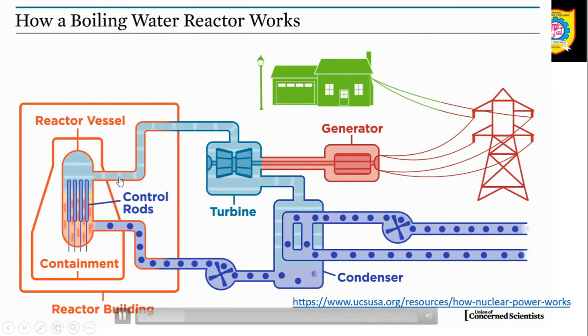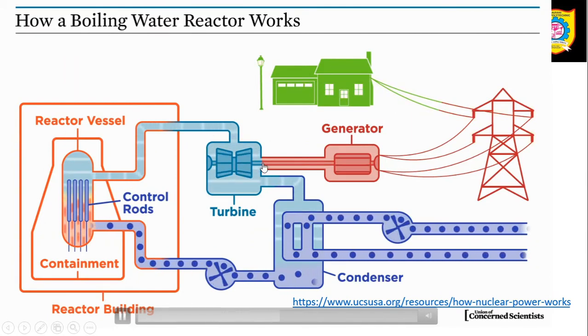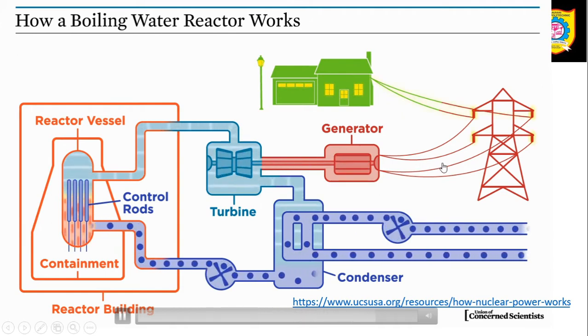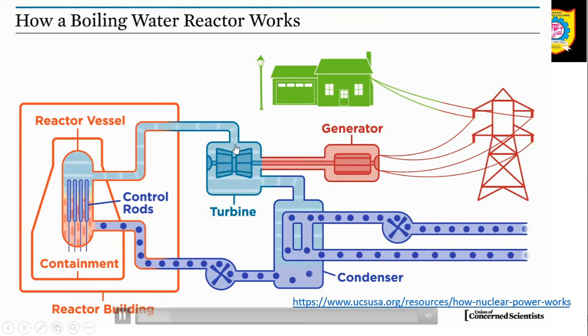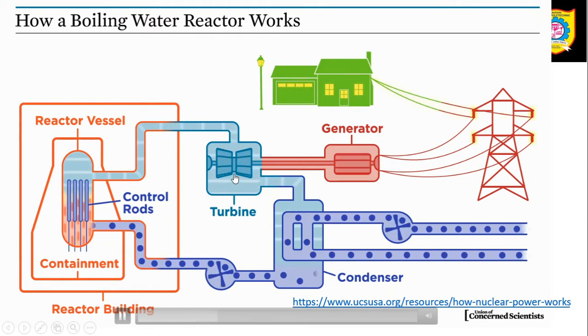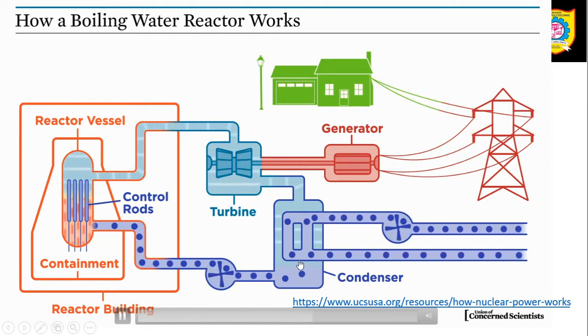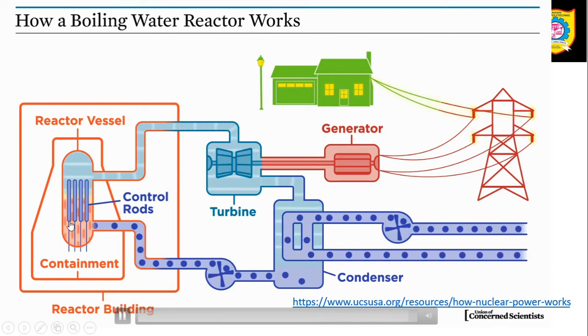Now after the steam is generated, if you look at the working of this one, the steam will pass through the turbine where it will rotate the blades of the turbine. To the turbine shaft we have connected the generator, which rotates and converts the mechanical energy into electrical energy. When this steam has completed its work of rotating the turbine, it comes to the condenser where it is condensed, and after condensing, we pump it back into the reactor.